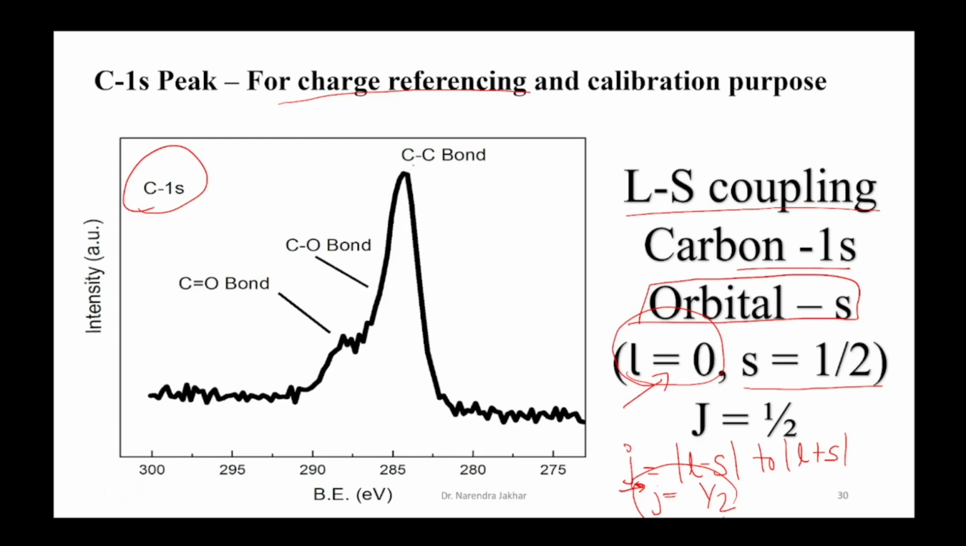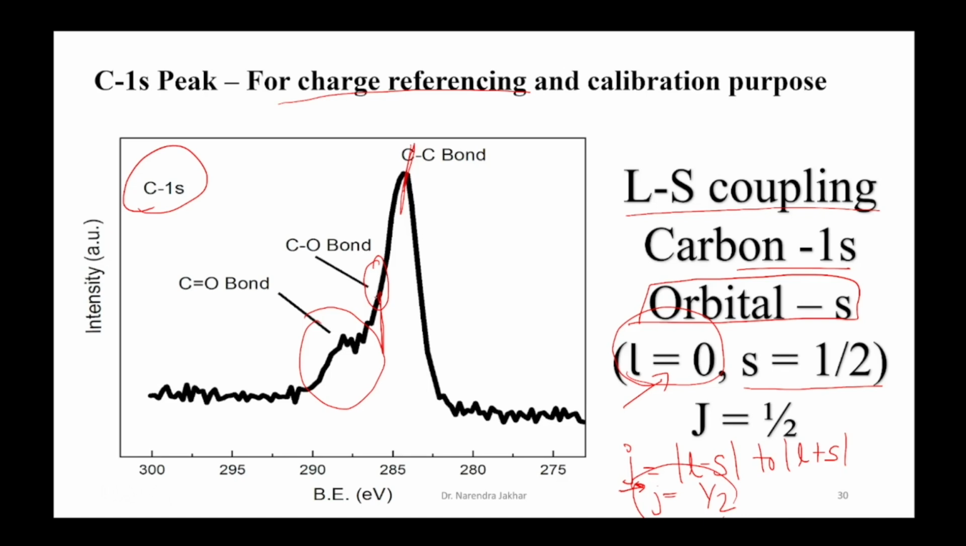Now the asymmetric nature of this carbon peak tells us that it can be fitted by three different peaks. In the next slides, we will see how this fitting is possible. One peak is here, the second hump can be observed here, the second peak is here, and the third peak is clearly visible here.